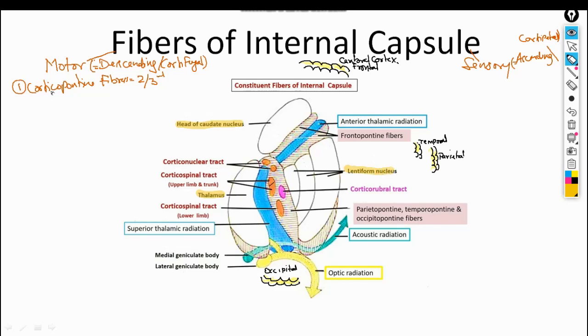Now we will see the corticopontine fiber. So leaving these three highlighted structures, the caudate nucleus, lentiform nucleus and thalamus, the rest of all that you see is the internal capsule. This is the internal capsule. Clear?